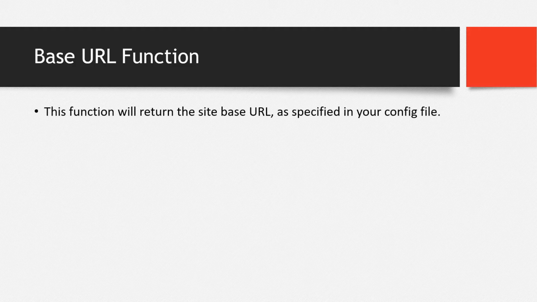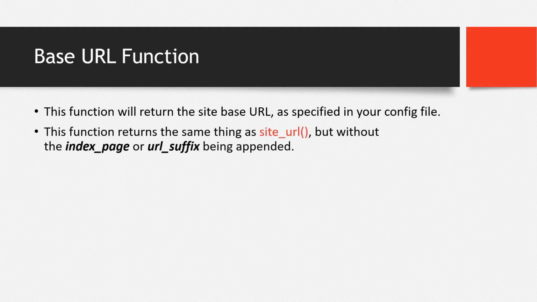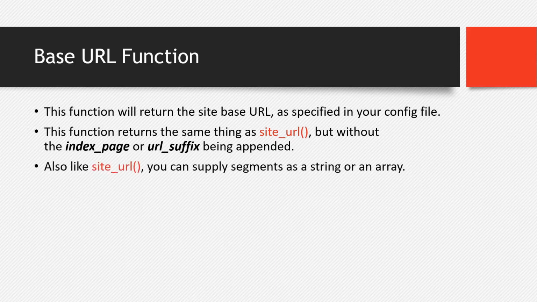Okay, ngayon naman, let's try to talk about the base URL. This function will return the site base URL as specified in your config file. This function returns the same thing as site URL but without the index page or URL suffix being appended. Also, like site URL, you can simply supply segments as a string or an array.